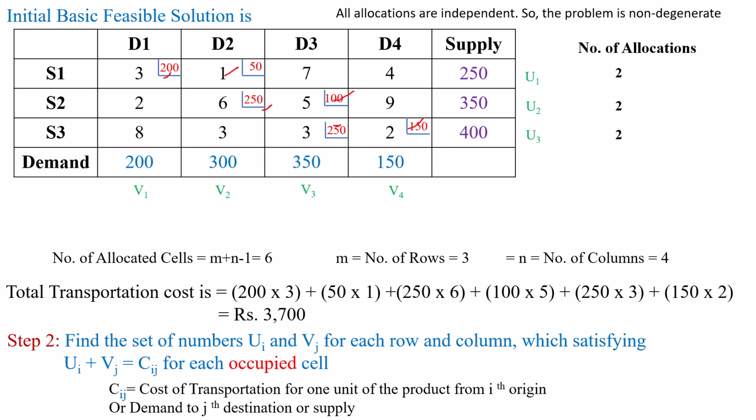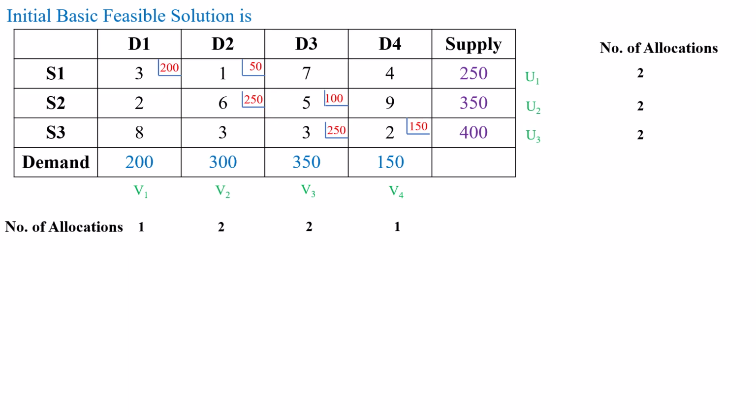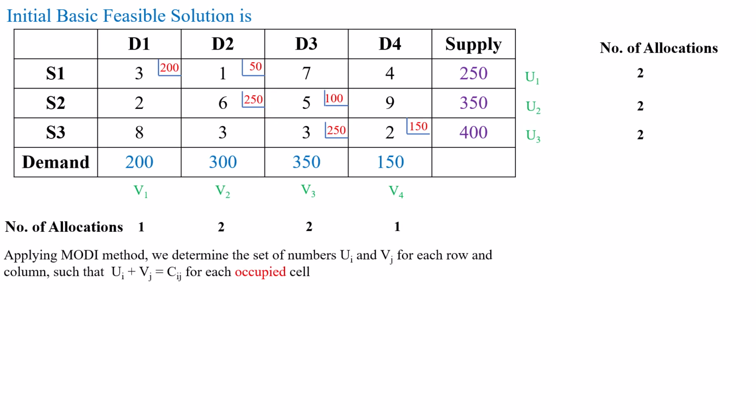Similarly, observe the number of allocations for the columns. The D1 column has only one allocation, the D2 column has 2 allocations, the D3 column has 2 allocations, and the D4 column has only one allocation. Next, we determine the set numbers using the relationship ui plus vj equal to cij for allocated cells, and initially we consider any one set number to be 0.